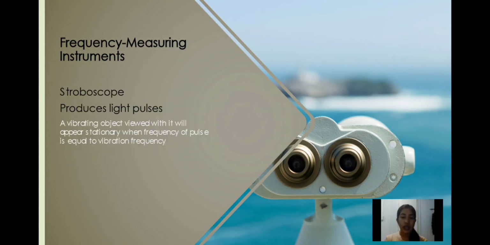Stroboscope produces light pulses. A vibrating object viewed with it will appear stationary when the frequency of the pulse is equal to the vibration frequency.